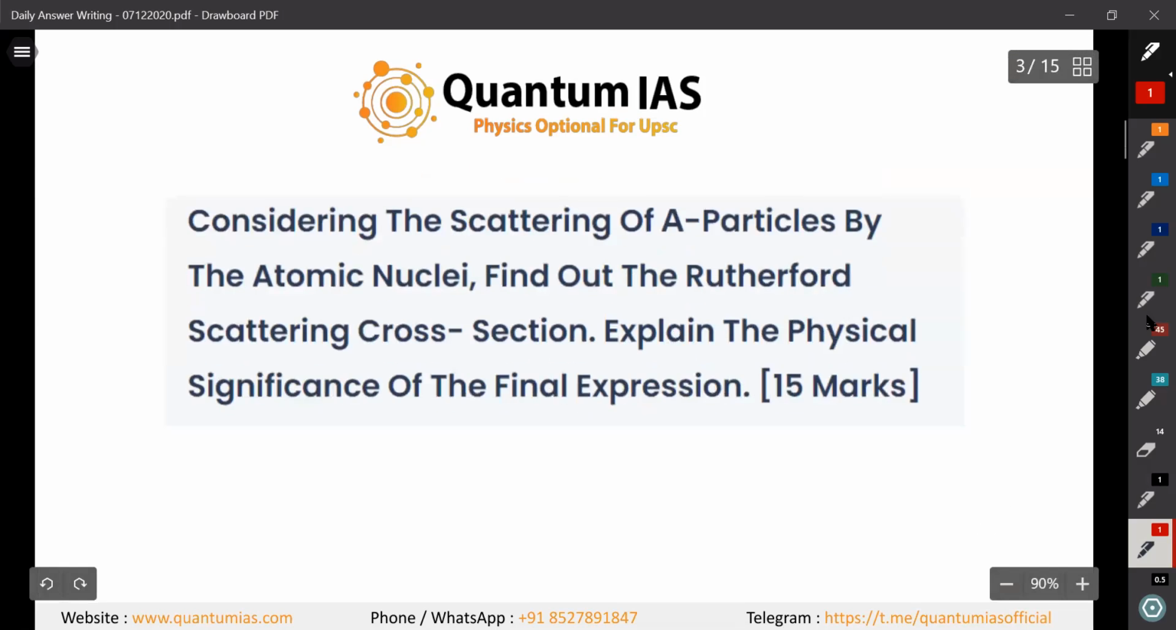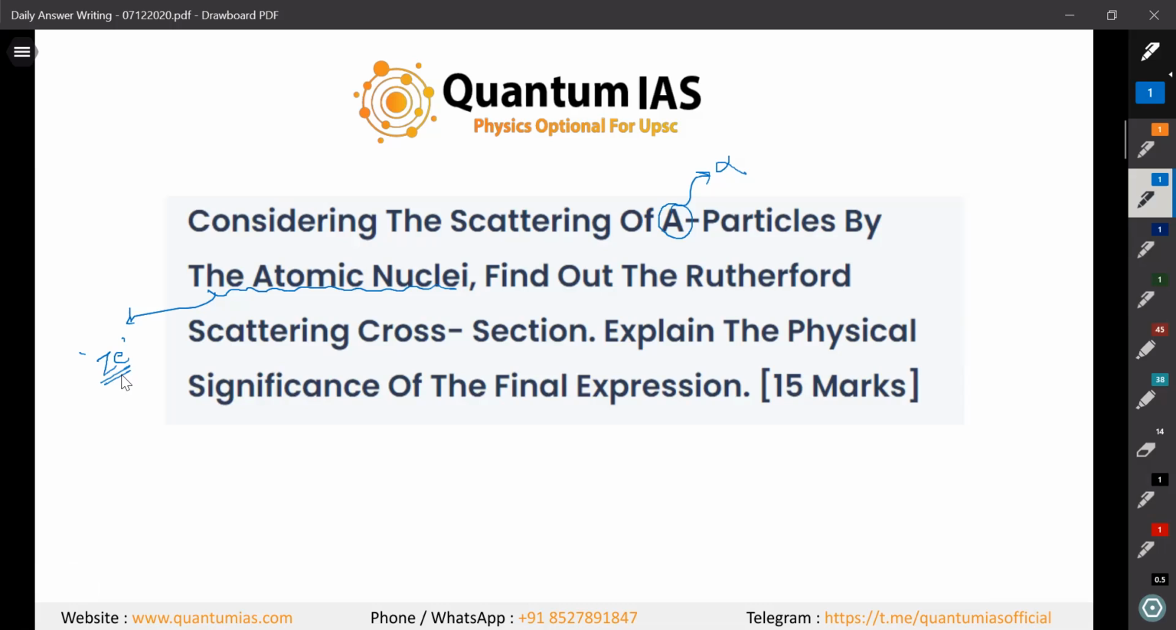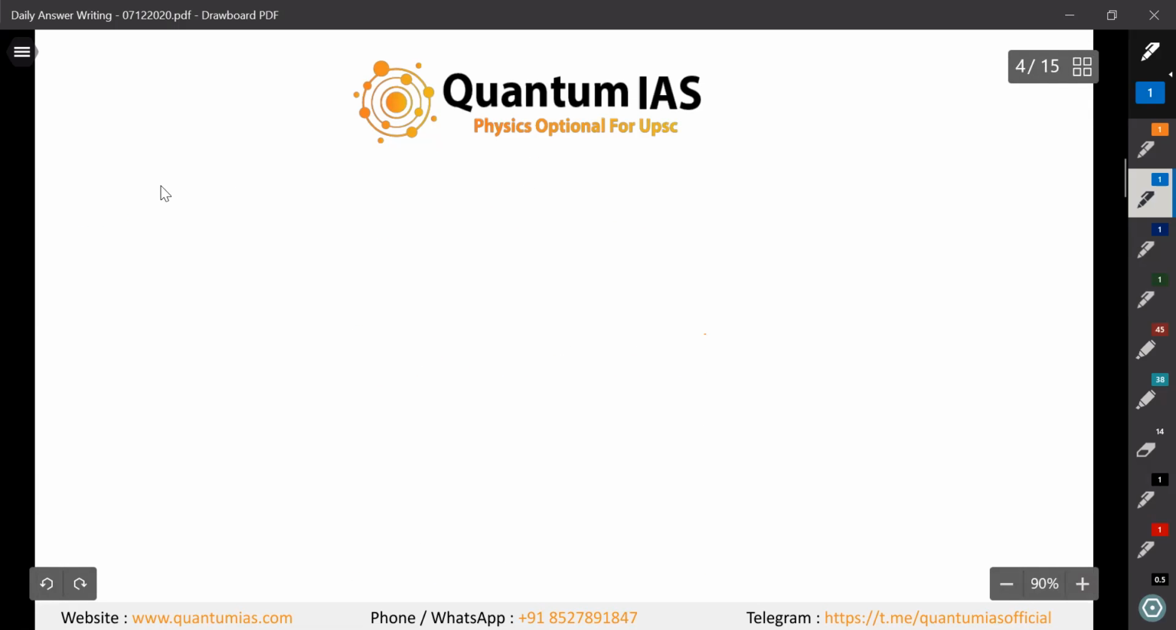Now, just look at the question itself. The question is saying, considering the scattering of alpha particle by the atomic nuclei. We know that the atomic nuclei was gold, but here we will consider some atom with charge Ze. Find out the Rutherford scattering cross section. Explain the physical significance of the final expression, and it is a 15 marks question. Now, how can we start this answer? We should start this answer by defining what we mean by scattering and how it helps us, right?